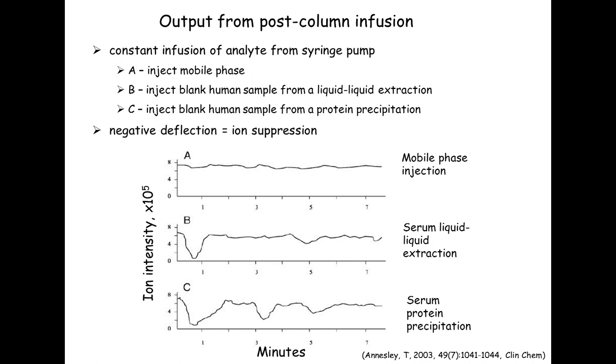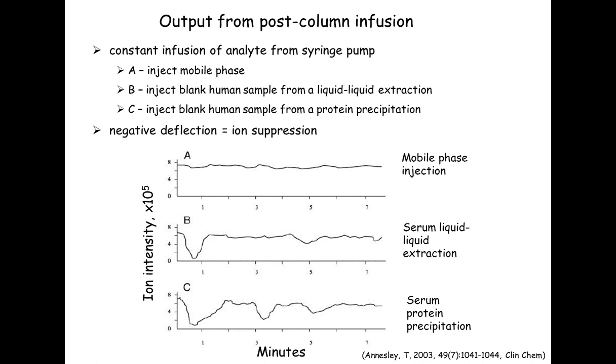The third example is if you use a protein precipitation method to extract your serum. Here you can see that there's a few dips in the signal indicating areas of ion suppression. Again, you wouldn't want your analyte to elute from the column in any of these areas. Another thing that this shows is that liquid extraction cleans up your samples much better than protein precipitation, which is something we probably all knew. Anyway, this is a way to qualitatively see where areas of ion suppression are in your method.